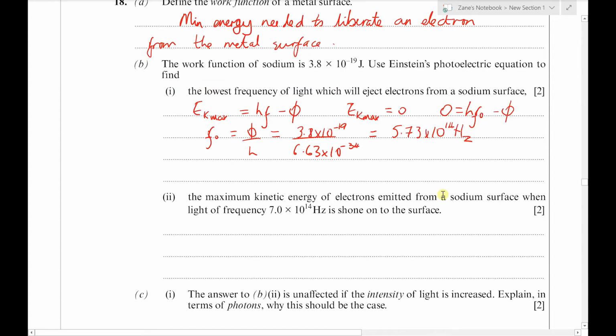For the second part of the question, we've got to find the maximum kinetic energy of the emitted electrons when a frequency of 7 times 10 to the 14 hertz is shone. So here we can just use the full equation. h, 6.63 times 10 to the minus 34 again. This time the frequency is 7 times 10 to the 14. And we subtract the work function of 3.8 times 10 to the minus 19 joules. And that gives us 8.41 times 10 to the minus 20 joules.